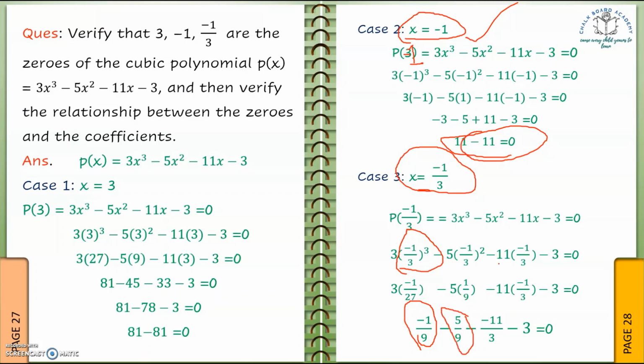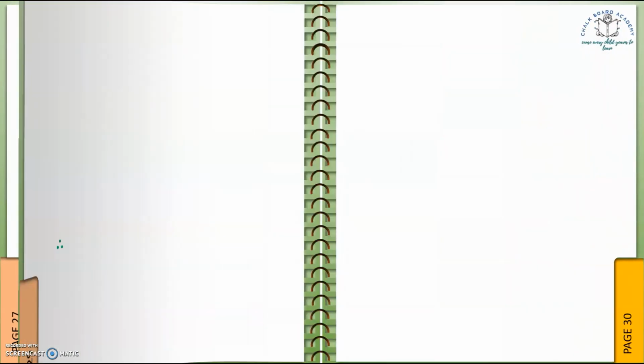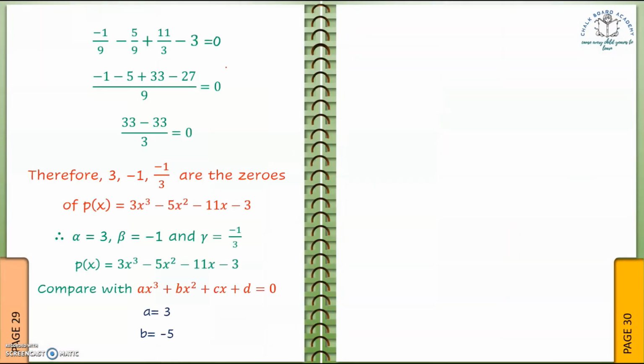And then the last part, 11 into -1 by 3, and 11 is already negative. So minus into minus will become positive. So here we will get plus 11 by 3, and we already have -3. So by taking LCM, we will again find out that it is also equal to 0. So yes, these three are the factors of this given polynomial.